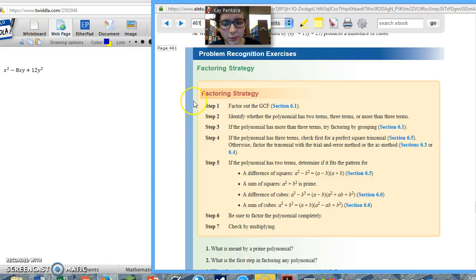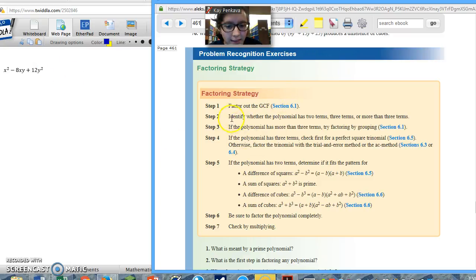This is a really nice table on how to figure out the strategies to factor each thing. So the first step is to factor out the greatest common factor, but as we can see, x squared, negative 8xy, and 12y squared don't have any common factors, so we can't factor anything out.